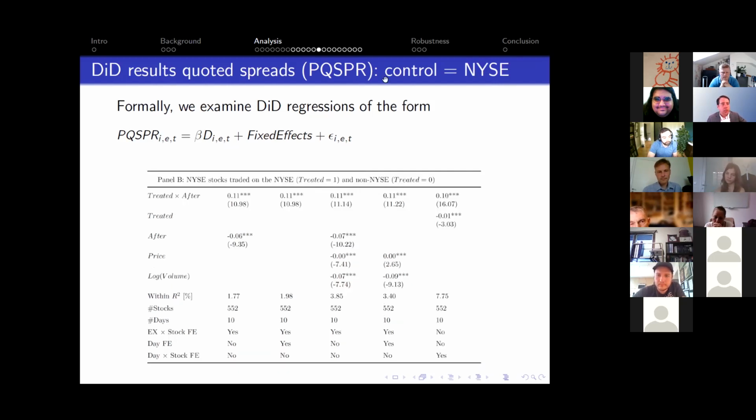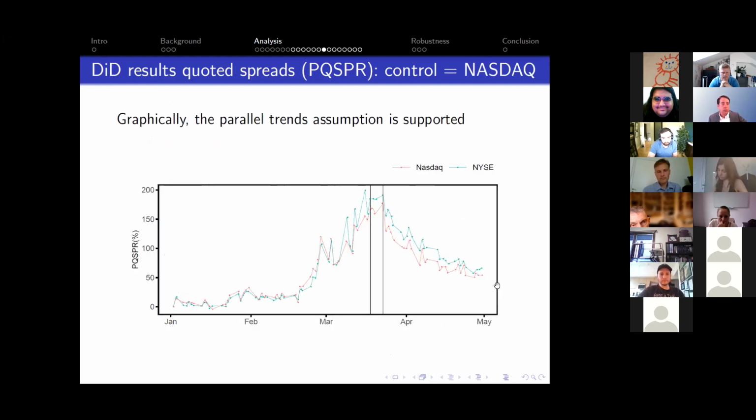So that all supports the identifying assumptions. When I switch over and use the NYSE stocks as a control group for themselves, you find almost the exact same results. Here, the effect is even a little bit bigger. You can think about these coefficients of 11 or 10 as being like a 30-some% increase in quoted spreads relative to the unconditional mean. So I think I've shown you different effective spreads, quoted spreads, different control groups. You find the exact same results. As I vary controls and fixed effects, the results are pretty stable.